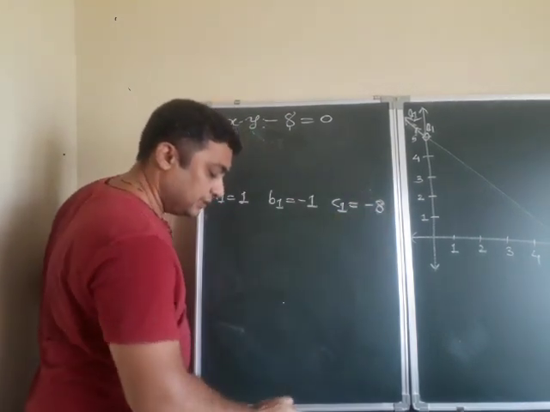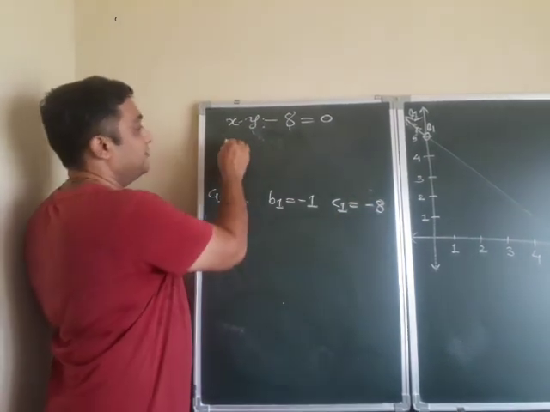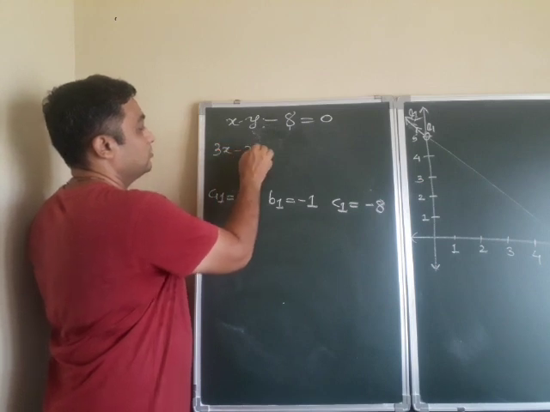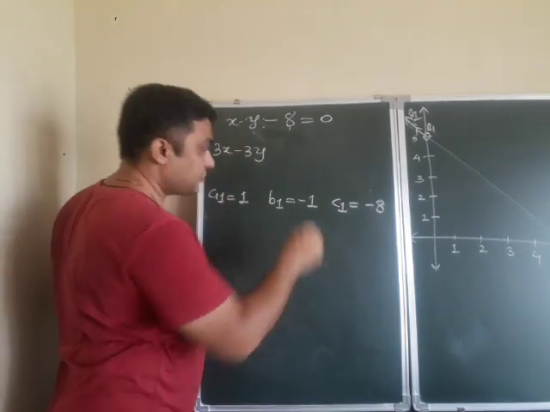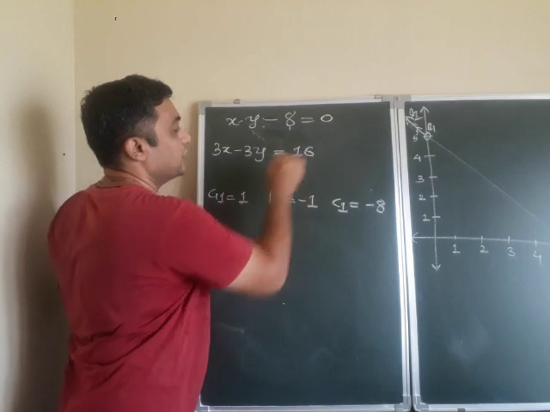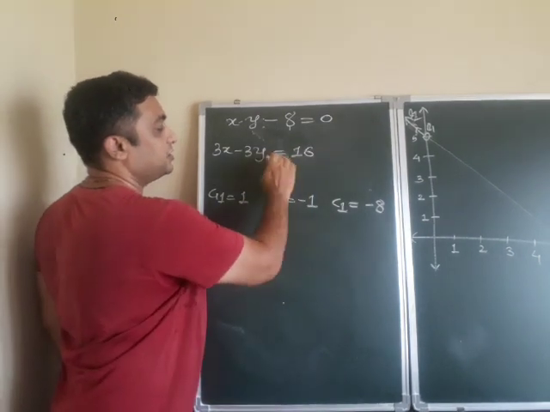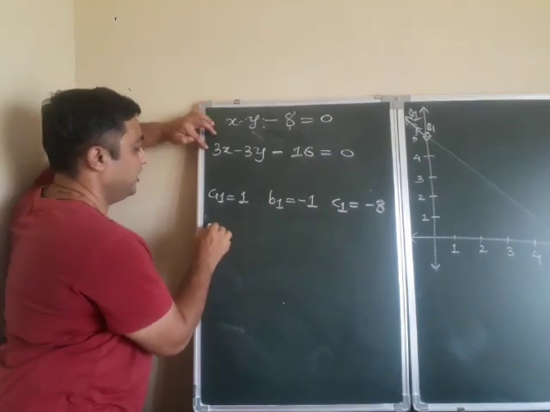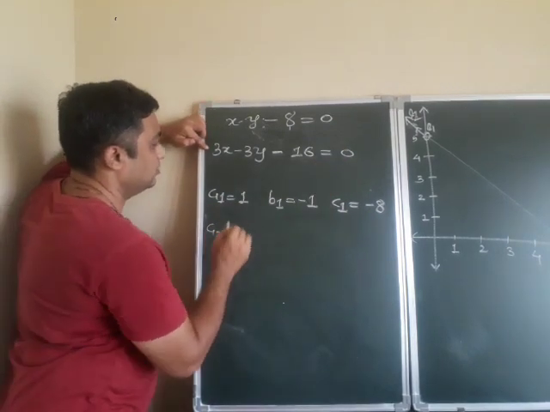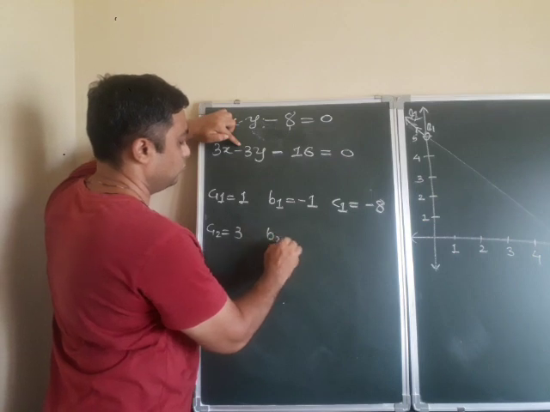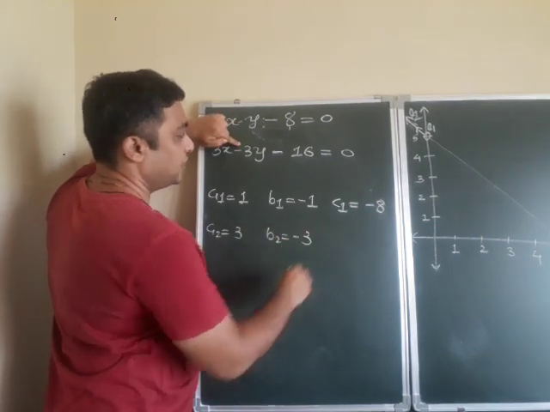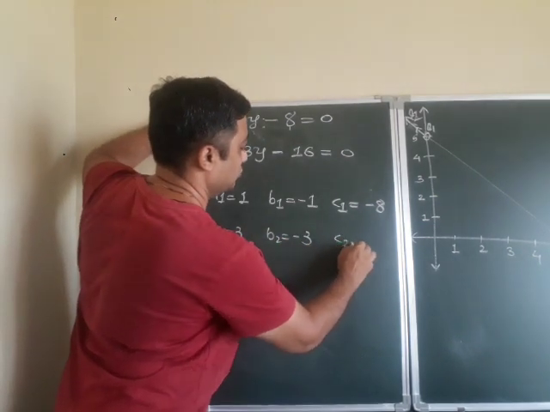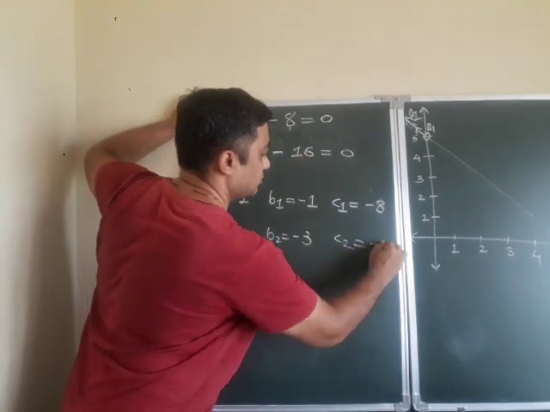Fine. See the second line: 3x minus 3y is equal to 16. Clear? Plus 16 on this side, so it is 3x minus 3y minus 16 is equal to 0. Right? So a2 is equal to 3, b2 is equal to minus 3, and c2 is equal to minus 16.